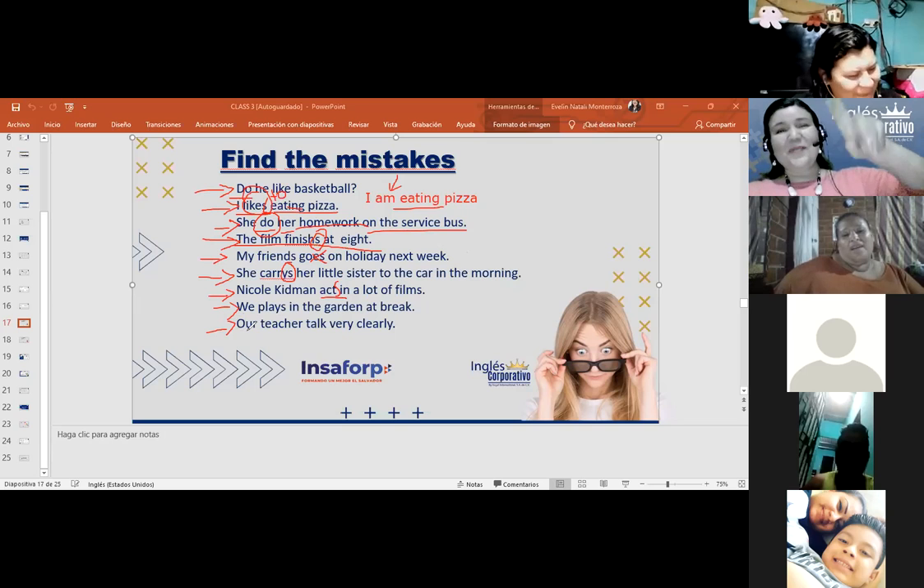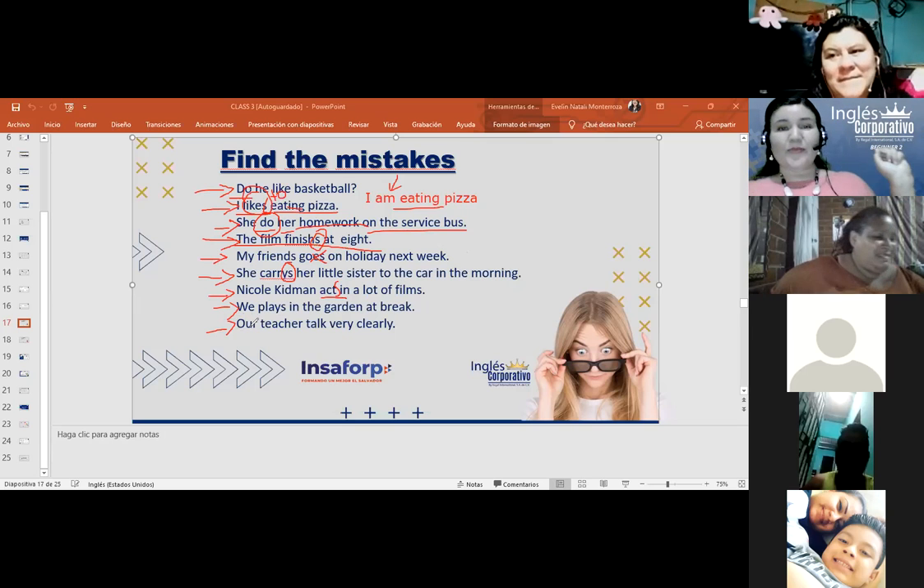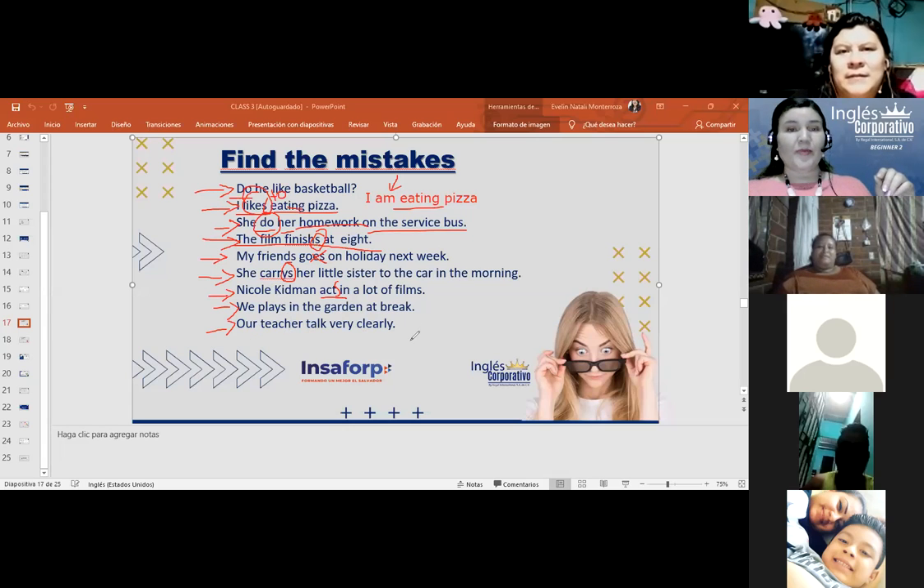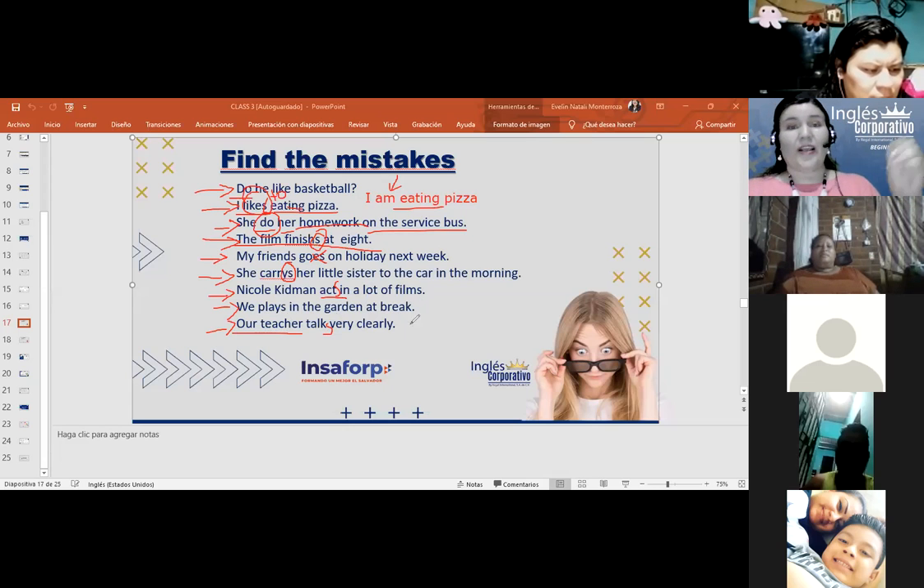Our teacher, talk very clearly. What is the problem on that one? This is the subject, our teacher. What will be the change? Talks, right? Because you are talking about she, right? Our teacher. Por ejemplo, si me dicen, our, pero es nuestro. Ajá, pero es nuestra teacher, ella. Our teacher talks very clearly.